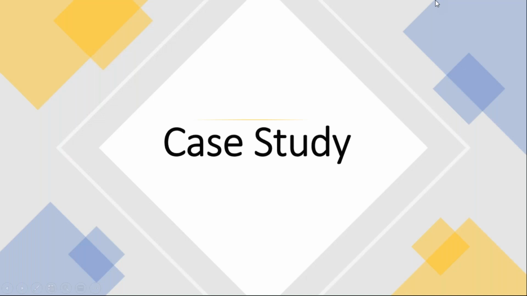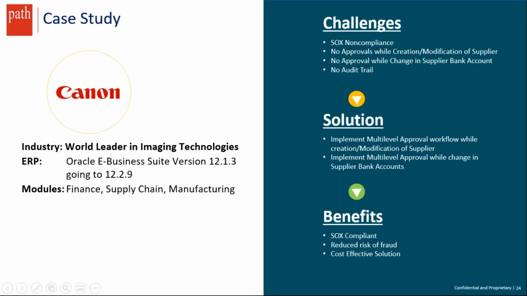Now I'll be talking about the case study. This is one of the case studies where we have implemented this solution: Canon, who is a world leader in imaging technologies. Canon is using E-Business Suite version 12.1.3 and we are also helping them with the upgrade to the latest release, which is 12.2.9. They were facing challenges: they were non-compliant, approvals were not in place while creating and modifying suppliers, and also while assigning supplier bank details, and no audit trail was in place. With this solution, the benefits were SOX compliance, reduced risk of fraud, and it was a cost-effective solution.